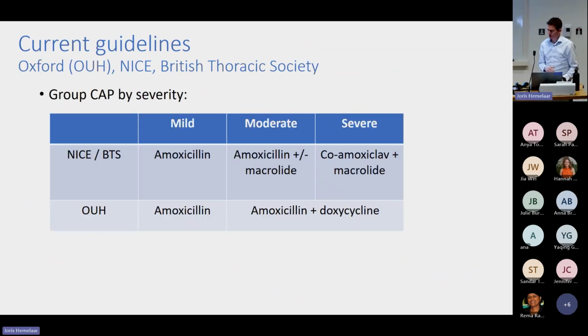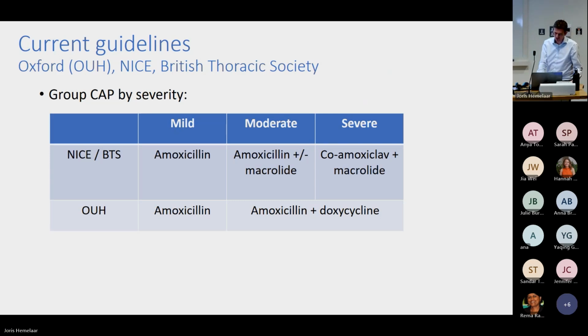And if you look at guidelines, what they tend to do is resolve this by trying to group pneumonia by severity. So we have national guidelines both from NICE and from the British Thoracic Society, which would say if you have mild pneumonia, then you just get amoxicillin, and if you have severe pneumonia, then you get co-amoxiclav and a macrolide antibiotic, which is designed to treat atypical infections. Whereas our guidelines locally don't actually use co-amoxiclav at all. We have recently moved to recommend amoxicillin for everybody, but adding in the doxycycline again to cover atypical infections.